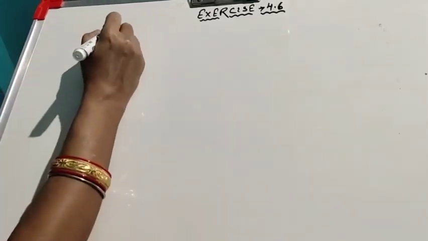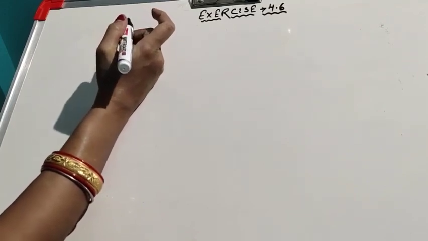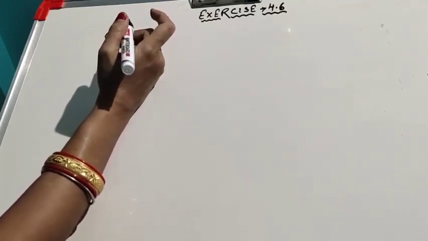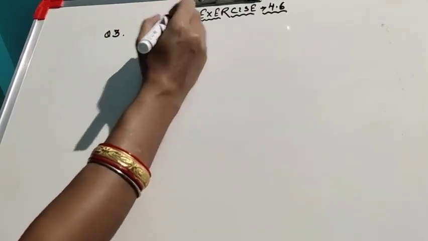Question number 3, which is very easy. Yesterday I taught you about the division method. In this question number 3, find the LCM of the following numbers using the division method. The division method is a very easy method, and we can solve it very easily.